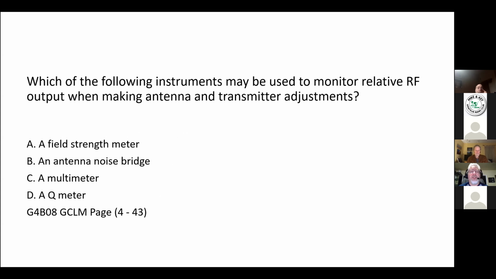Which of the following instruments may be used to monitor relative RF output when making antenna and transmitter adjustments? A, a field strength meter. B, an antenna noise bridge. C, a multimeter. Or D, a Q meter. A field strength meter, Alpha, is correct. I use a field strength meter.